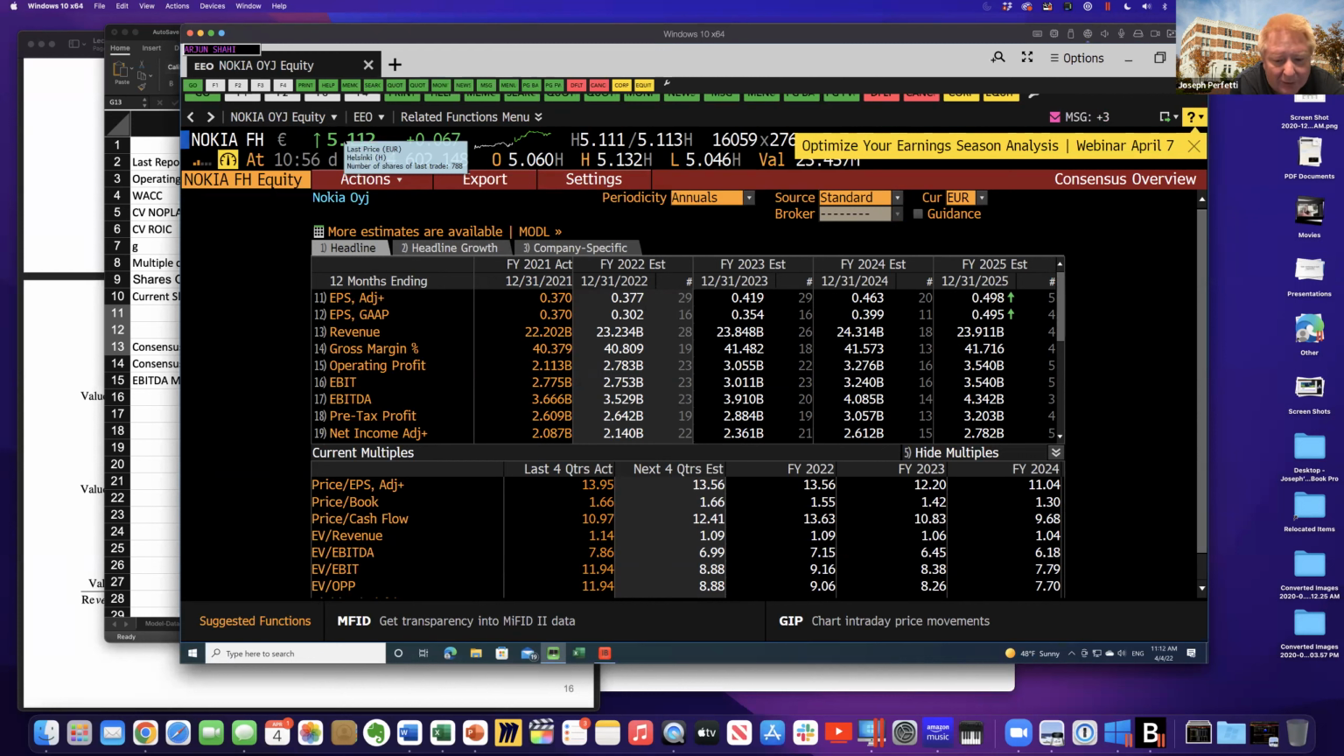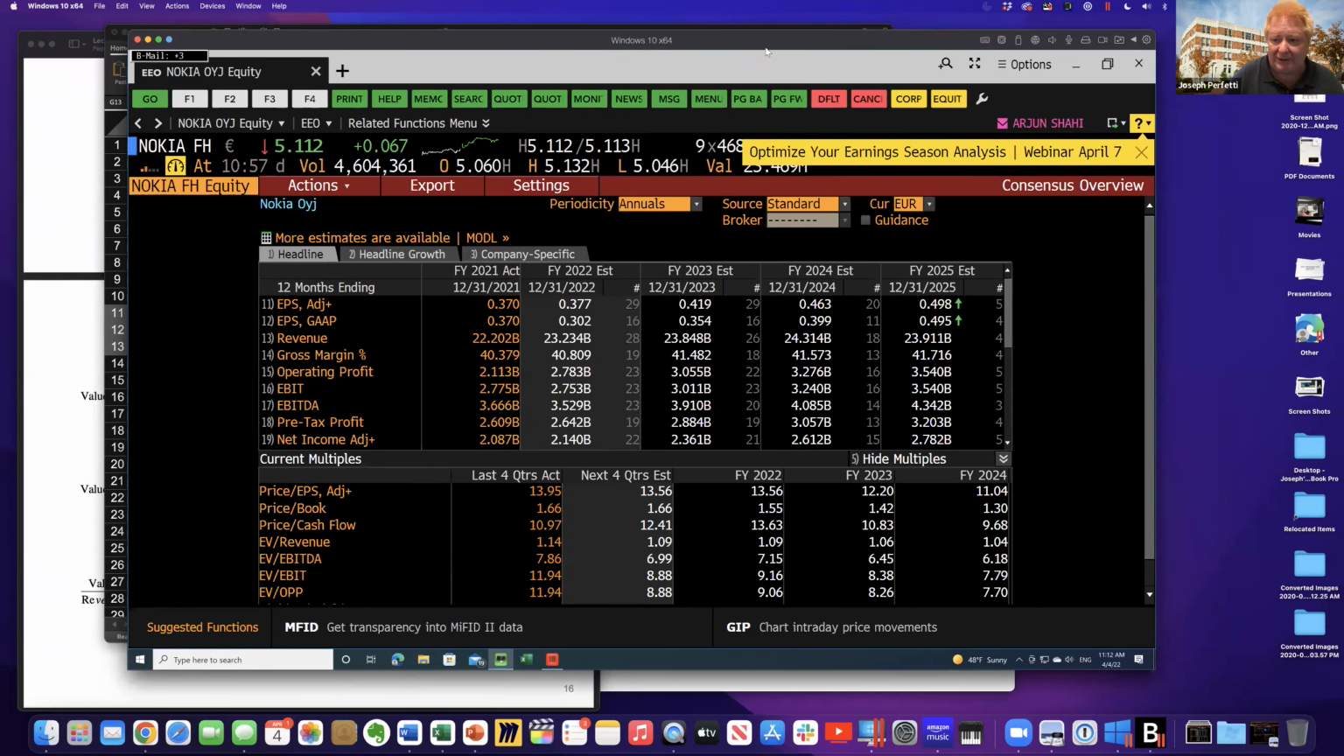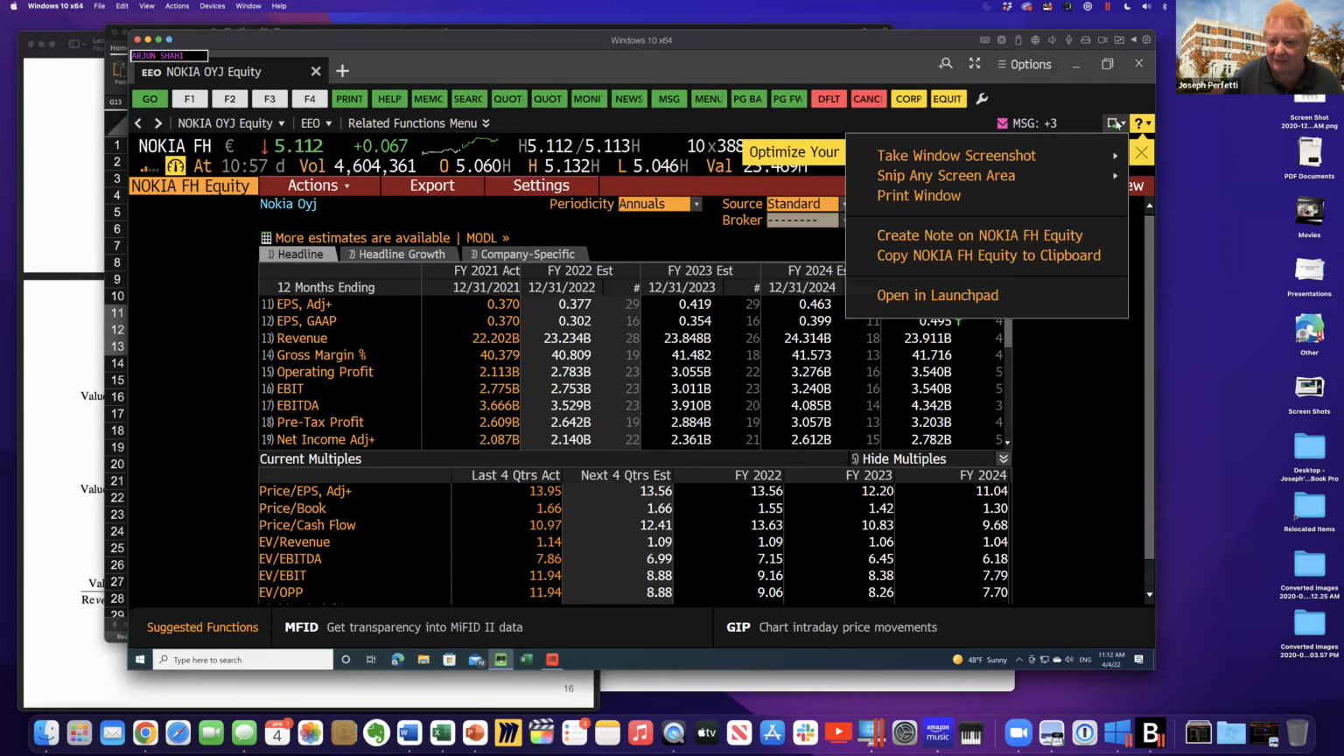So it's very important that we take all these screenshots at the same time, because if we don't, then we're going to be out of sync. So I can't have multiples from today and share price from last week. But otherwise, Nokia has also changed. So what I'm going to do today is we're going to update our model to right now, and we're going to finish up the valuation based on today. Okay, which means I need 3 new screenshots. Right. So the first screenshot is right here. I need the EEO from today.